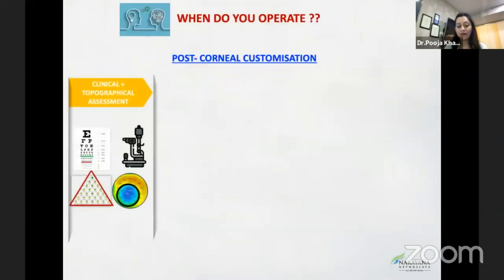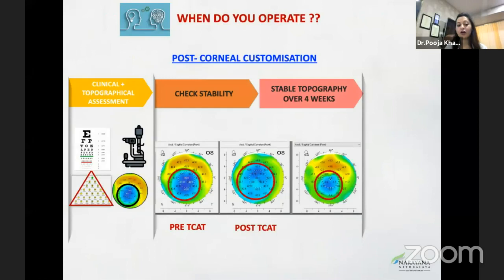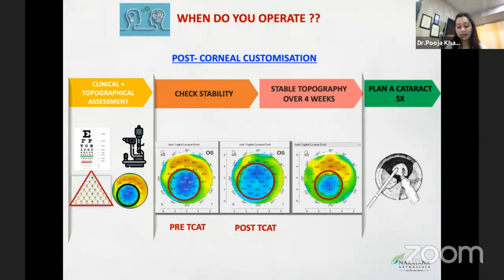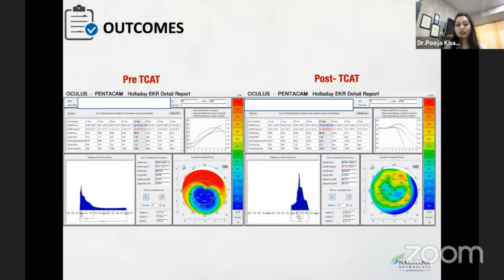So after we've done a corneal customization, you cannot directly go ahead and do a cataract surgery. You will wait for at least 2 topography scans which are stable over 4 weeks, or at least 3 months after your laser surgery, and then you go ahead and operate for a cataract surgery. And also, if you want to do a premium IOL, you have to check the EKR map and how your corneal aberrations are and how the astigmatism of the cornea is on the EKR 65 map, whether it's regular or not.